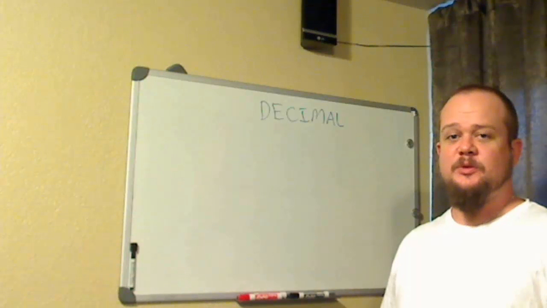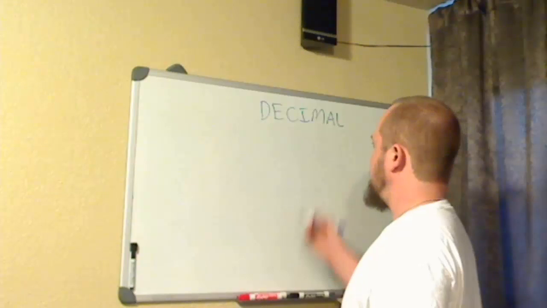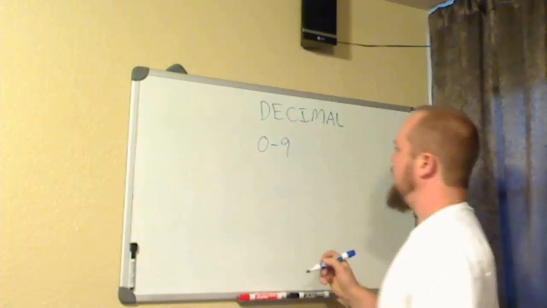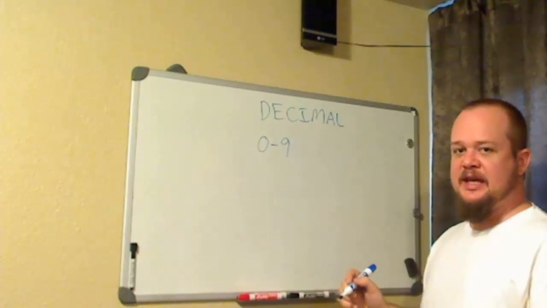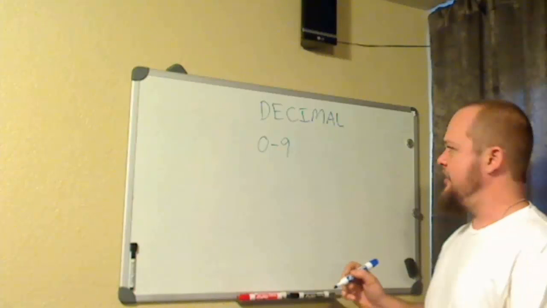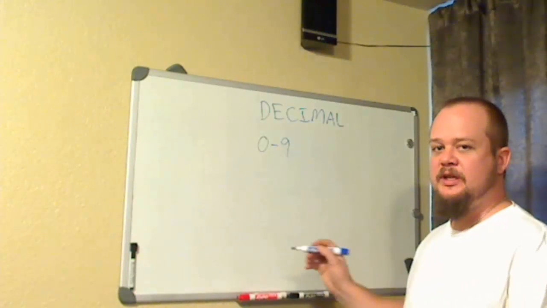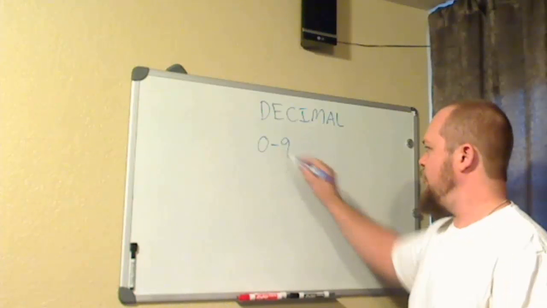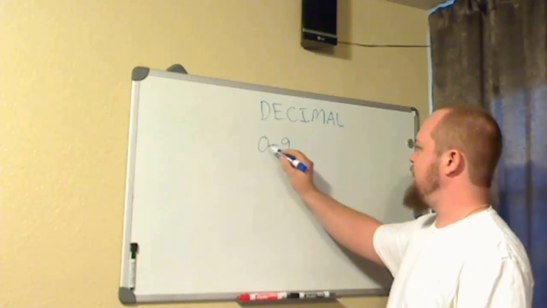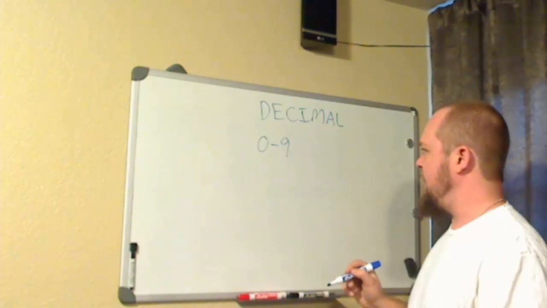Hi, let's go ahead and begin by discussing decimal. Decimal has the digits 0 through 9. It is a base 10 or radix 10 number system. The base of the number system is always determined by the number of unique characters or number of unique numerals that will represent a number. In decimal we have 0 through 9. Those are 10 unique digits that can represent a number.